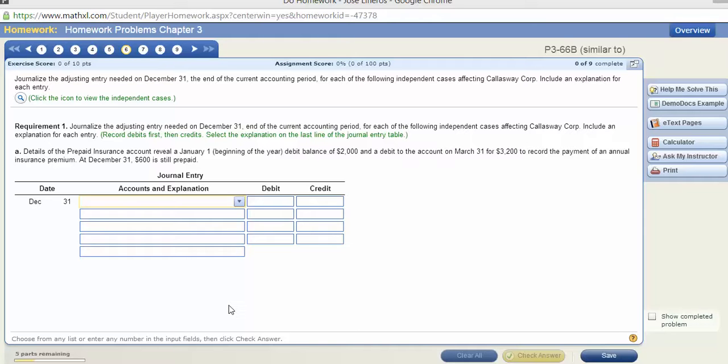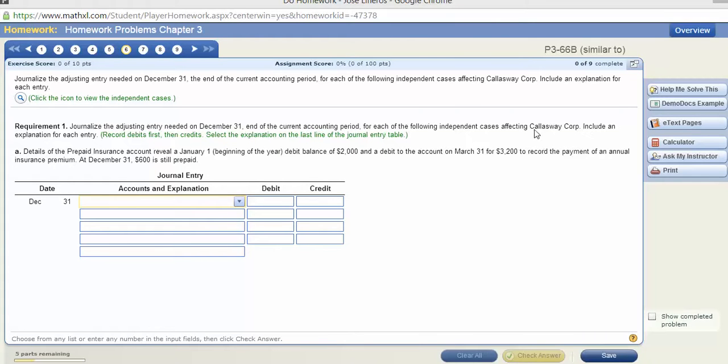Hi everyone. Going over the homework here for Chapter 3, I want to reemphasize how you calculate some of the adjusting entries. Notice here on this problem, problem number 6, in the Chapter 3 homework, it talks about journalize the adjusting entry needed on December 31st, so we're at the end of the year. That's the end of the accounting period.